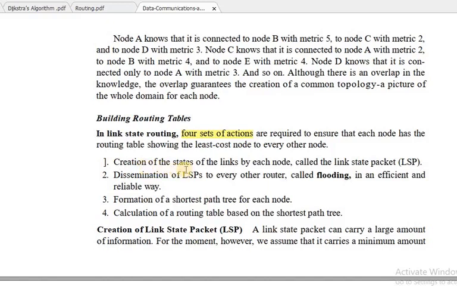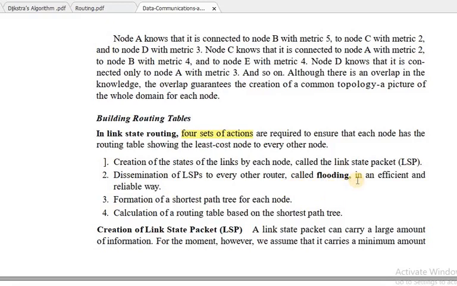Number one is creation of the states of the links by each node, called the link state packet. So a packet will be created where the states of the links are going to be defined.